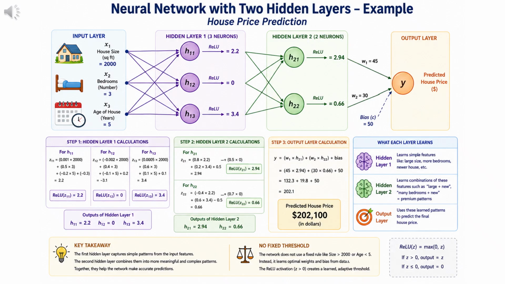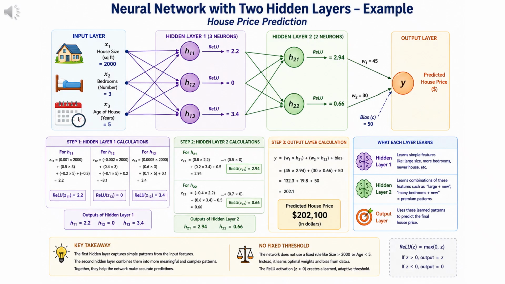Conclusion. The key takeaway is that each hidden layer learns at a different level of abstraction. The first hidden layer extracts simple features from the raw input data. The second hidden layer combines those simple features into richer and more meaningful representations. Finally, the output layer uses these learned representations to make an accurate prediction.